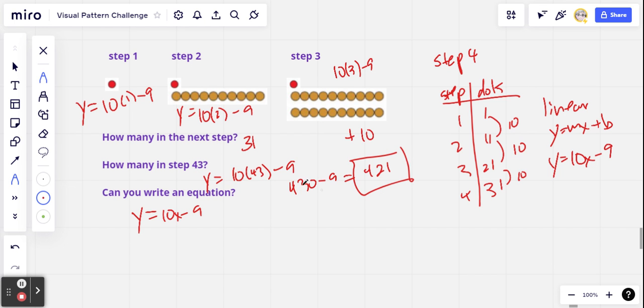Well, how did that go for you? Did you get 31 for step 4? Did you see that this was linear, or did you think it might be something else? I'd be interested to know.